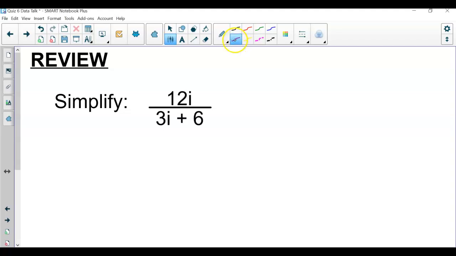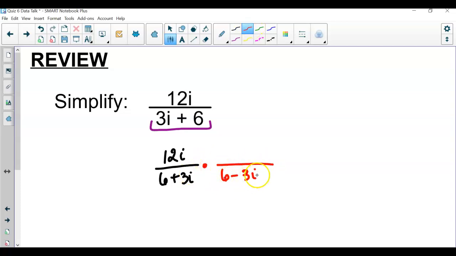And here we go. So notice how the denominator is not in standard form, so you do have to rewrite this. So I've got 12i over 6 plus 3i, then multiply by the conjugate, which is 6 minus 3i, right? Change the sign of the imaginary part. So now, notice how this is just 12i. I'm now going to distribute my 12i here.